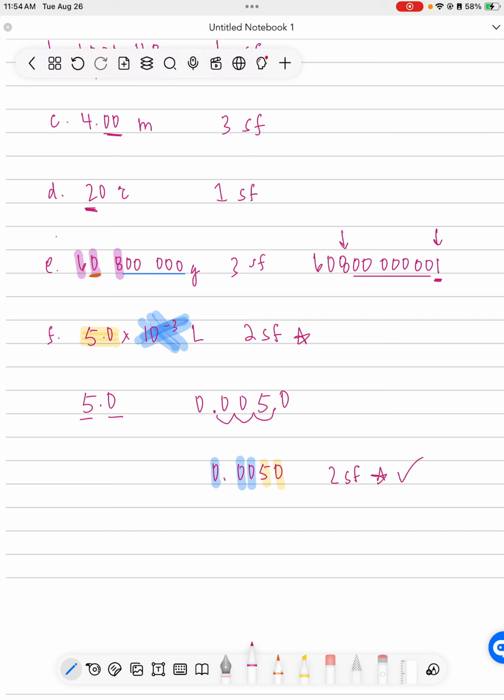So if you're ever not sure, you can always switch it back and forth. If you prefer looking at significant figures in standard notation, you can switch your scientific notation to standard and vice versa, but they should match up.